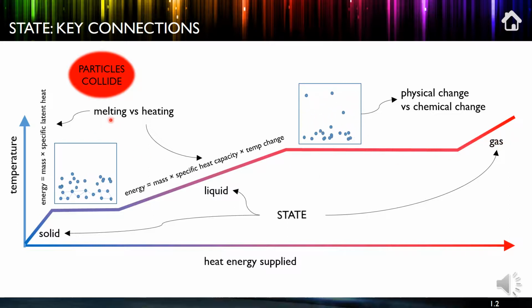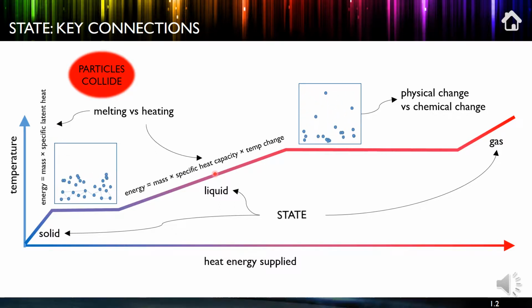Now a key contrast is the difference between melting and heating. So when something's being melted, the temperature doesn't change, slightly surprisingly, and we have this pause here. And if we want to know the energy that we need to melt something, we need to know the mass of the object and this number here, the specific latent heat. So this is a number that tells you how much energy you need to melt something.